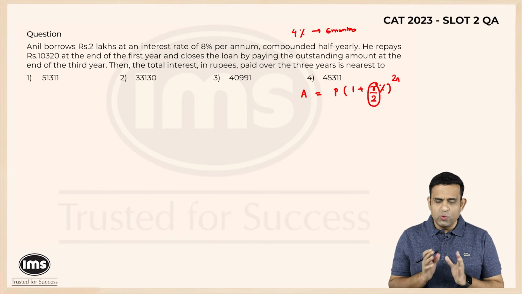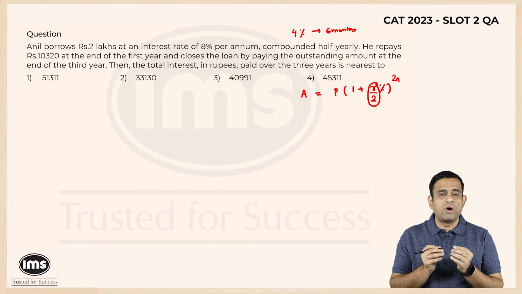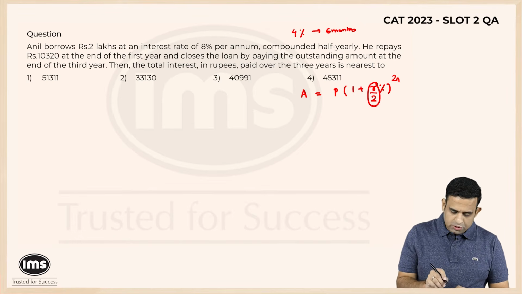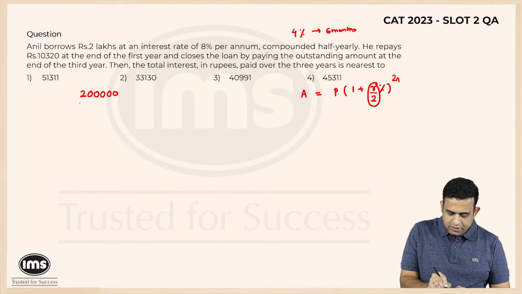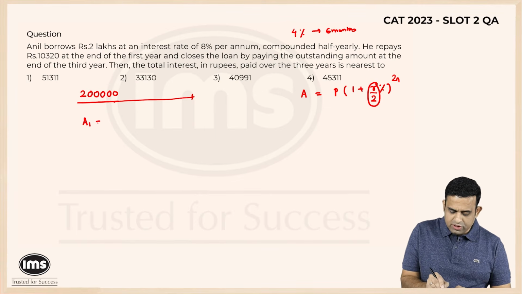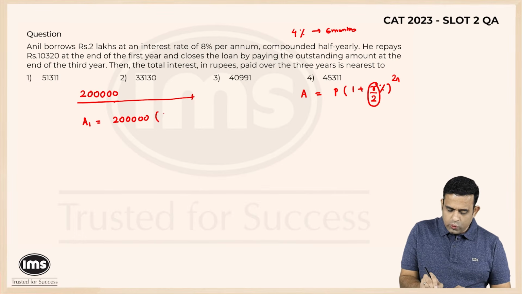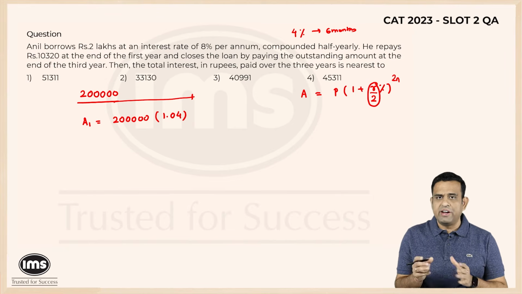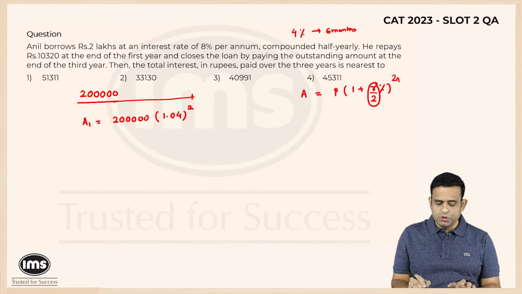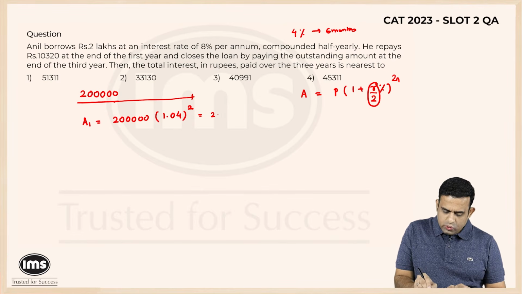So let's try to find out how much is the amount, or what is the interest component, at the end of the first year. The amount taken is basically rupee 2 lakh. That's my principal. Now, the amount at the end of the first year would be equal to 2 lakh into 1.04 squared, because the effective rate is 4% over 2 periods.